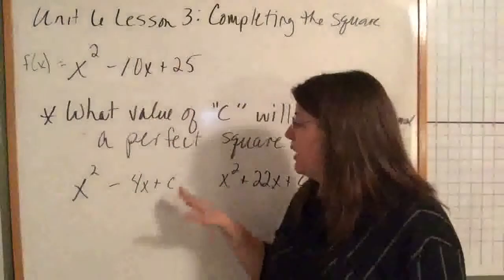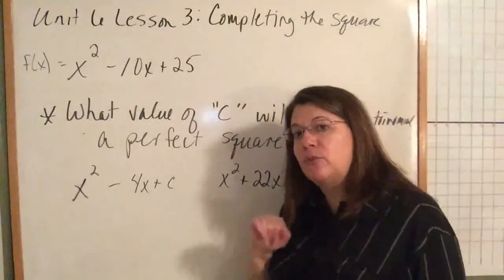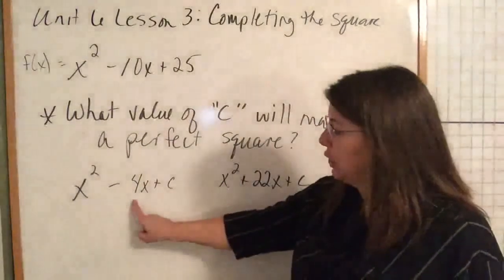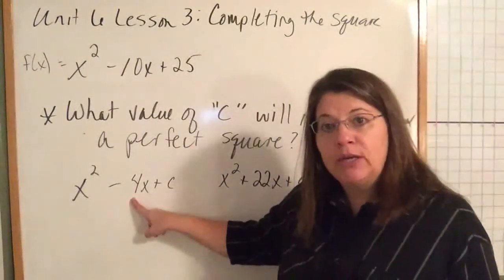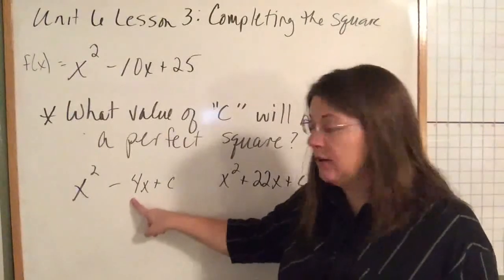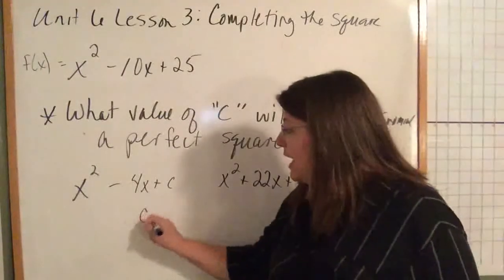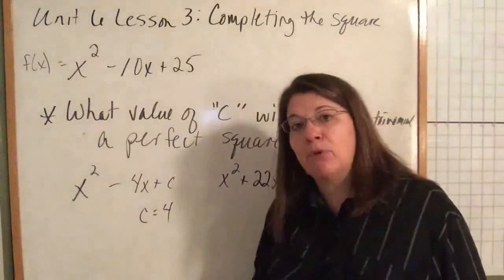So in order to find your c value that forces this to be a perfect square, you take the middle term, this is a 4. What's half of 4? Half of 4 is 2. You square 2. 2 squared is 4. So c would have to be 4 in order to make that a perfect square.